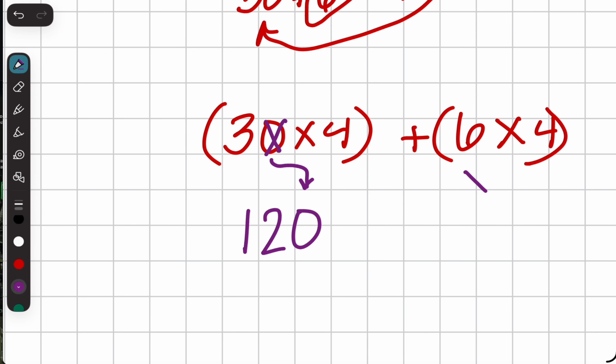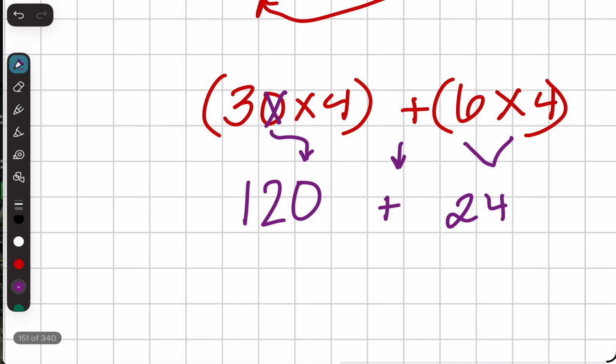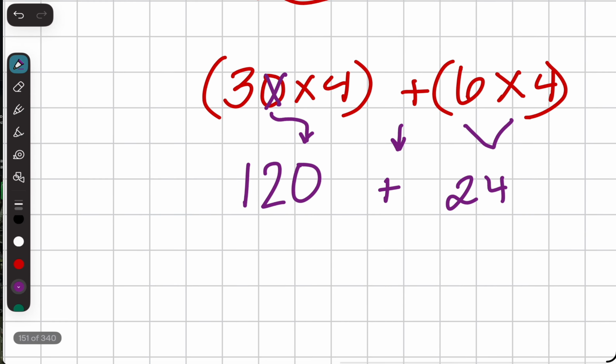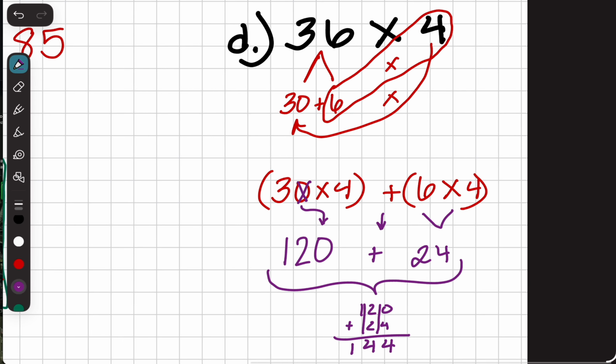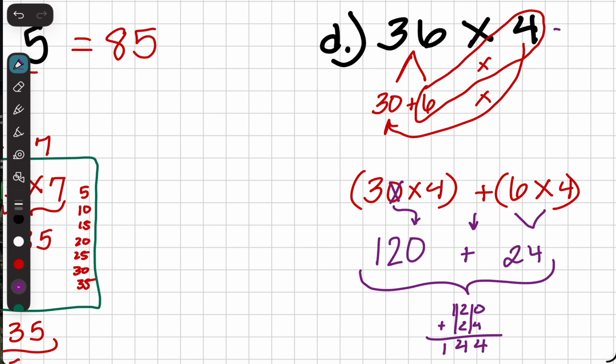Now I have to do 6 times 4, which is 24. Bring down that plus. Now I'm going to do 120 plus 24. I'm going to set that up in standard algorithm just in case so I don't make any mistakes here. So that makes 4, this makes 4, and this makes 1. So my answer for 36 times 4 is 144.